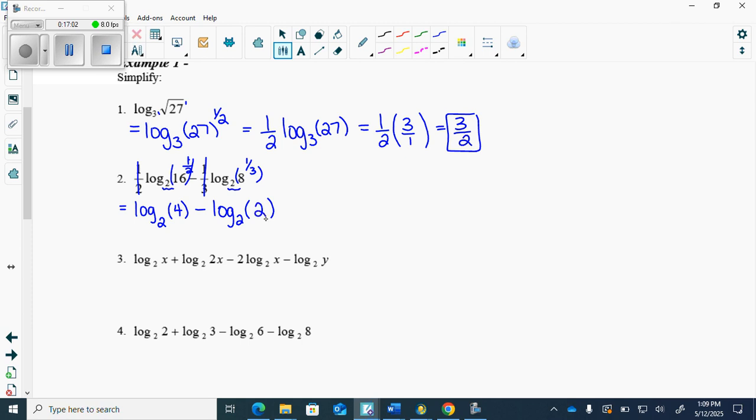Now is it in a form that I can put them together? Plus and minus 1's in front. So this is a plus 1 in front, minus 1 in front, base 2, base 2. So yes, I can put them together. So I get log base 2. What goes in the numerator? 4. What goes in the denominator? 2. So now I have log base 2 of 2. And what's that? 1. Nope, 1.